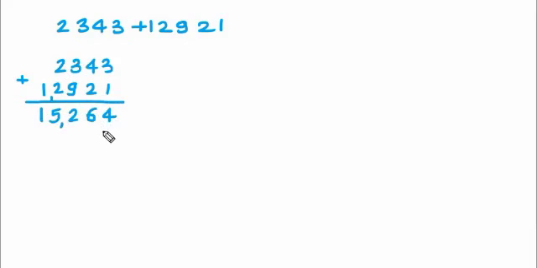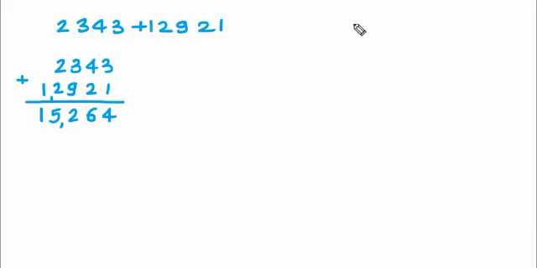15,264. So the important thing is that we aligned the numbers from the right hand side. The last digits we aligned, and then we wrote numbers like this, one digit below the other. Once we do that and then we keep on adding the digits below each other, we get the answer.